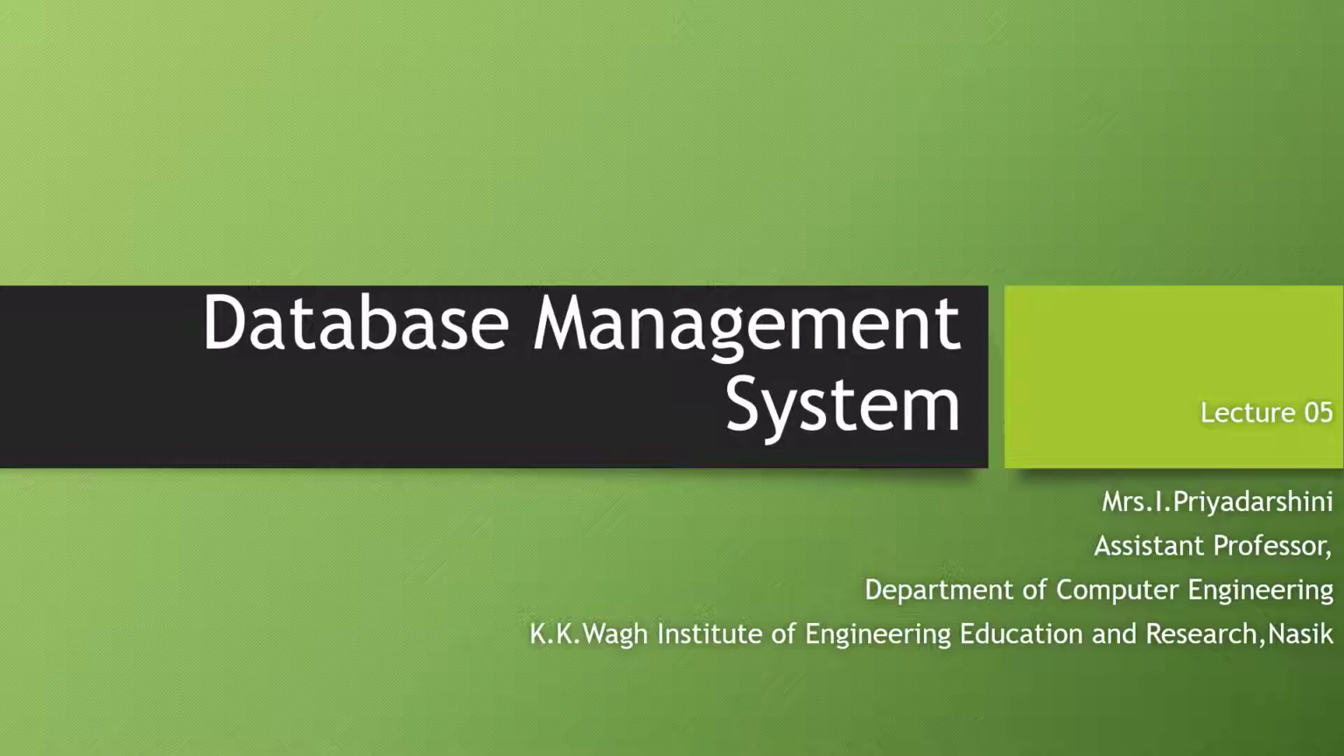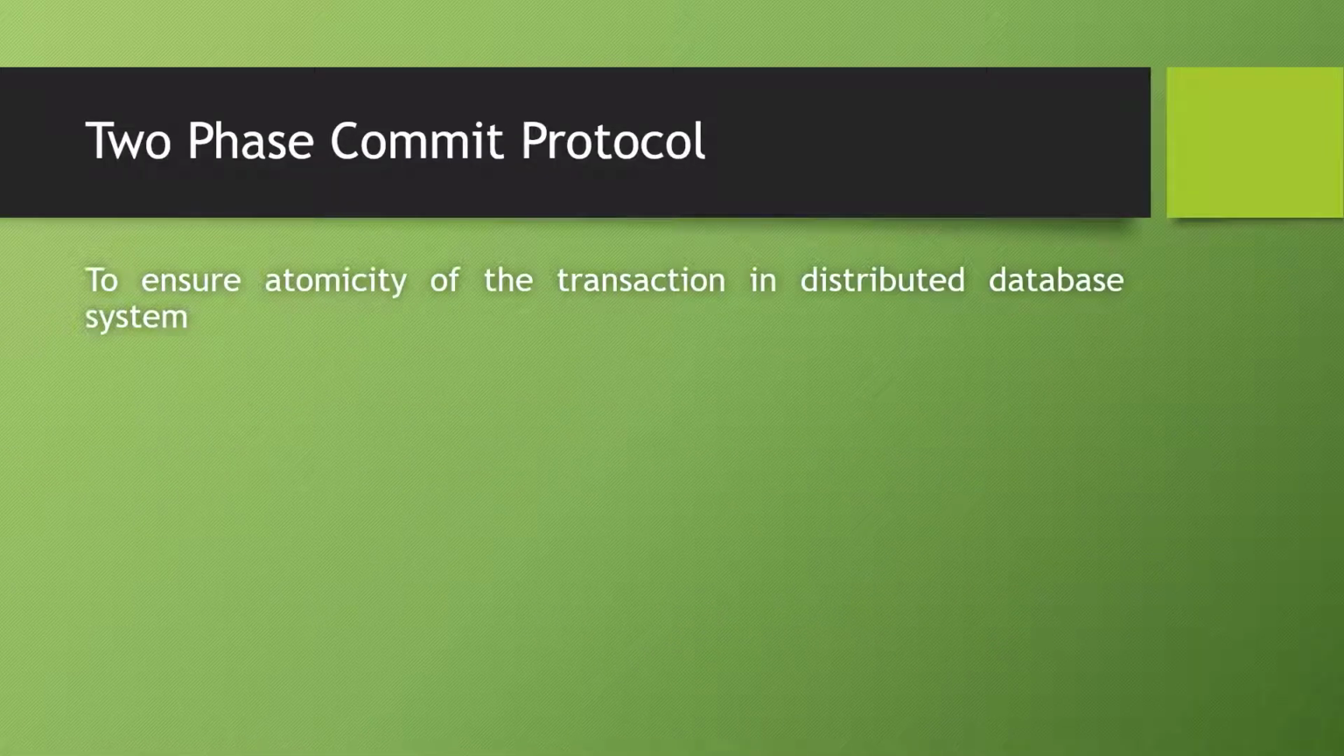Today we will be seeing about two-phase commit protocol. Two-phase commit protocol, that is 2PC, is used to ensure atomicity of the transaction in distributed database system. Atomicity is the all-or-nothing property.